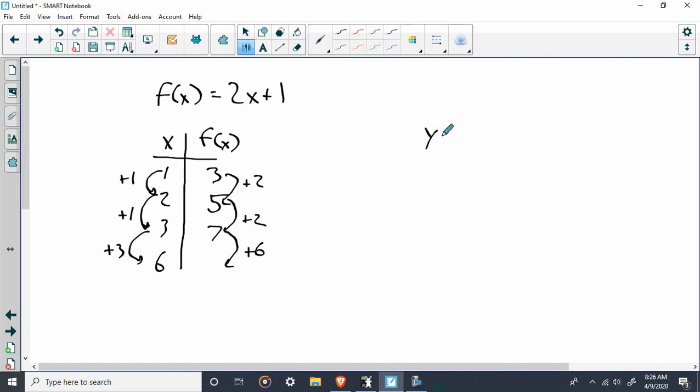So f of 6 is equal to 2 times 6 plus 1, and 2 times 6 is 12, and 12 plus 1 is 13, which, yes, the 13 is 6 more than 7, okay? So here's the thing. We call this constant. It's raising at a constant rate.